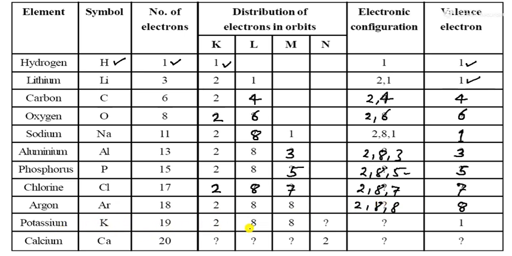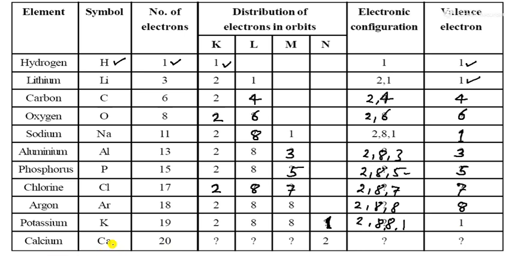Now potassium, it is 19. So 2 8 8, and 8 and 2 make 10, or 18. So you have only 1 electron. So you can write here 1. So here is 2 8 8 and 1, and that 1 electron is called the valence electron.